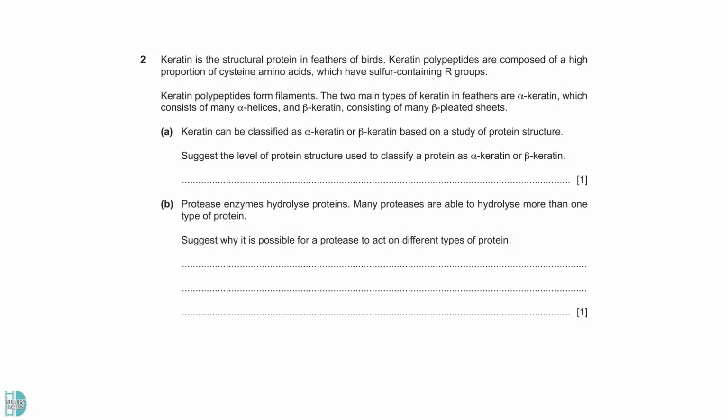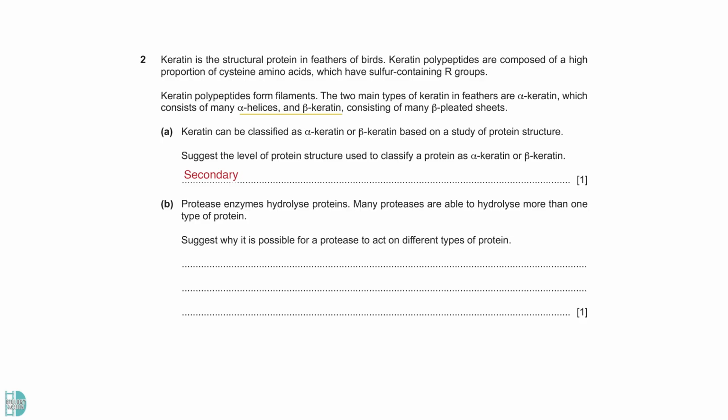Question 2 provides some information about keratin. The question mentions that the alpha and beta keratin contain many alpha helices and beta pleated sheets. These are the secondary structures of proteins. B suggests why it is possible for a protease to act on different types of protein.